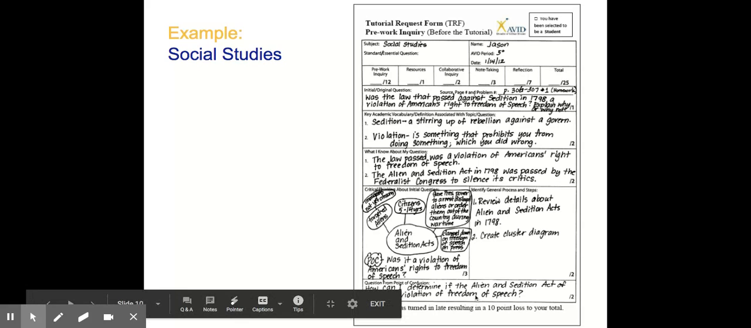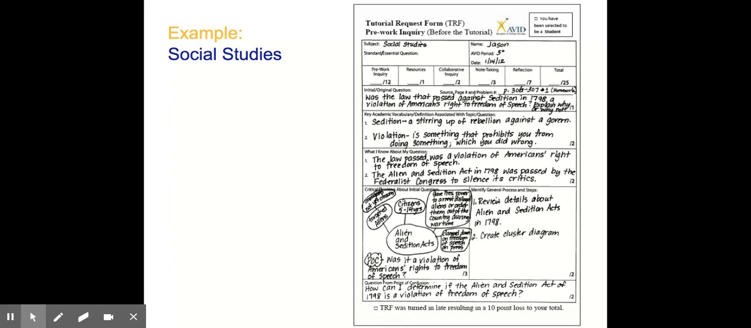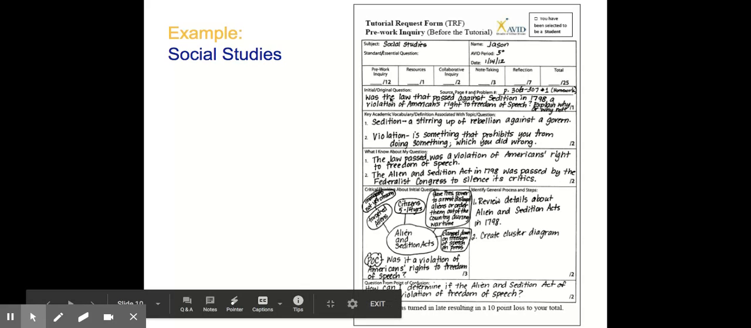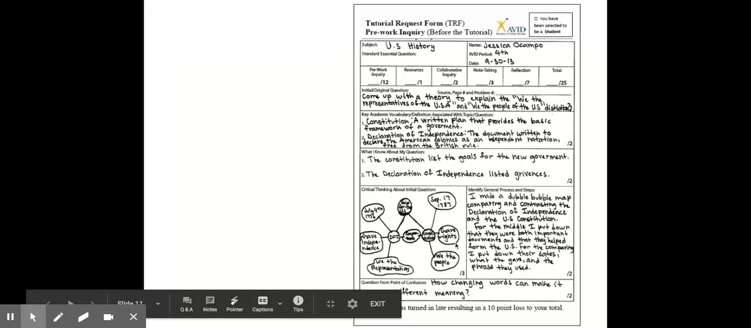So you can see it's not super different from this initial or original question. However, it is more in depth. They're making it personal. How can I determine whether or not this was a violation of freedom of speech? All right. So I can't stress this enough, people. Your initial or original question should not be the exact same thing down here on your point of confusion. Okay. Can't be that way. That's just lazy. All right. So that's the front side of your TRF.